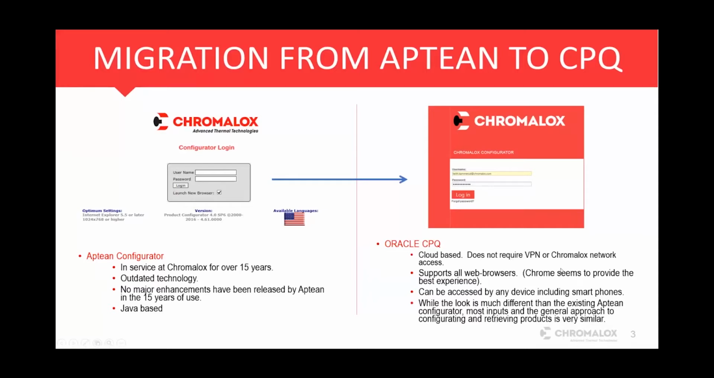After doing some testing, I personally found Chrome seems to provide the best experience. Fonts don't overlap as much. It just looks a little better, but basically you can use any browser you like. It can be accessed by any device, including smartphones, which I don't believe we can do very well in the old configurator. And as I mentioned earlier, the look is much different than the old Aptean configurator, but most of the inputs and the general approach are very similar. So you will see similarities when you start using it.